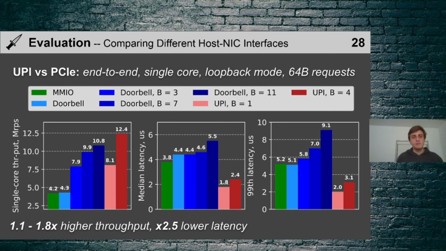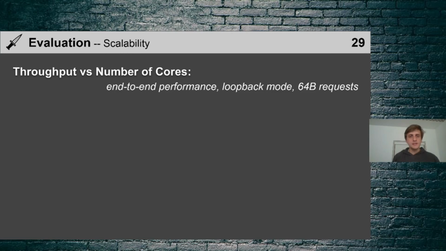Another interface is based on doorbells and doorbell batching, which combine multiple requests into batches and send them with a single doorbell. And finally, the red bars here show our NUMA-based transfer. So the figure here demonstrates that NUMA-based interfaces deliver up to 1.1 to 1.8x higher throughput with up to 2.5 times lower latency.